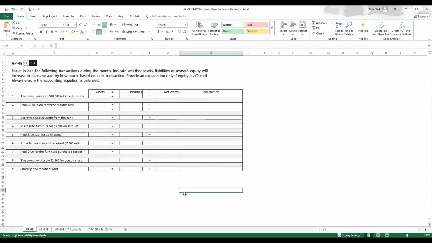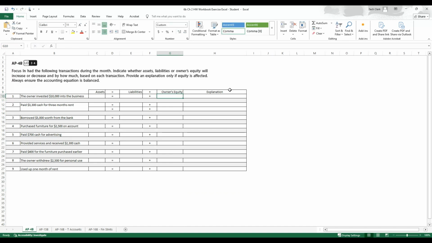And let's get started. Okay, so AP4B has a number of different transactions listed, and we had a problem like this in Chapter 1 where, similarly to that, we're going to indicate whether assets, liabilities, or equity is increased or decreased, by how much, and then we're going to provide an explanation if equity is affected. And we need to make sure that our accounting equation of assets equal liabilities plus, I should say owner's equity here, sorry, let me update that. Compared to Chapter 1, we would say net worth.